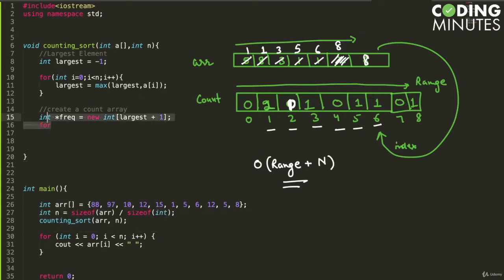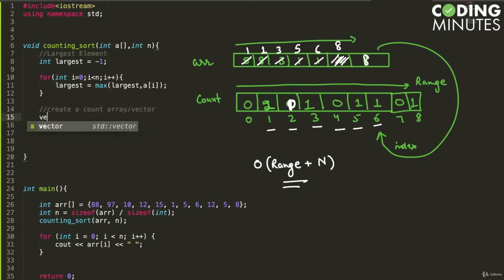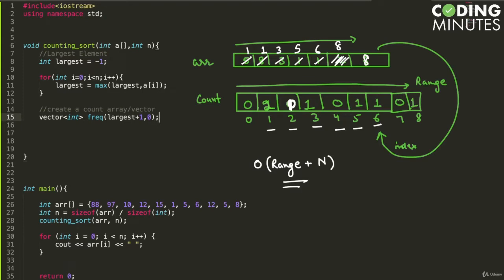Okay, so another way of creating this array is we can use a vector as well. Okay, so vector is a dynamic array, so I can say vector of integers, I call it frequency. And if you're not familiar with vector right now, there is a module on vectors in this course which you can watch later on as well. Okay, so I'm going to create a vector. It's a dynamic array. It is going to have a size of largest plus 1, and all the elements are going to be initialized with a value 0.